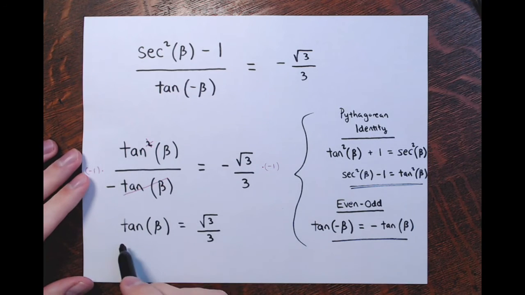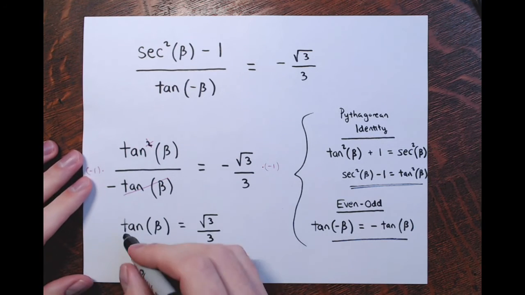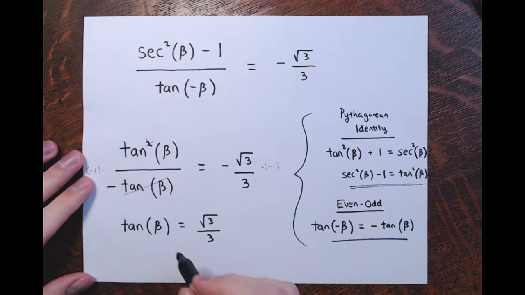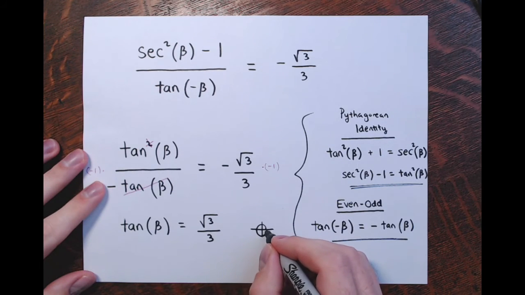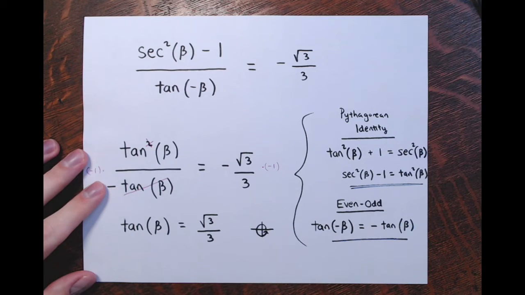Okay, and then remember, when I have a linear equation with one function, I get that function alone, which it already is, and then I just think, once around the unit circle, going counterclockwise, what are some angles that have a tangent of square root of 3 over 3? Well, one of those was pi over 6, 30 degrees, and just add pi to that.